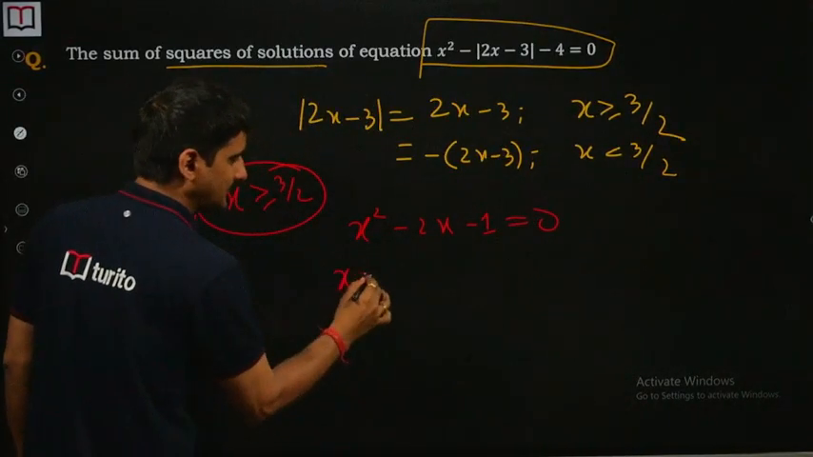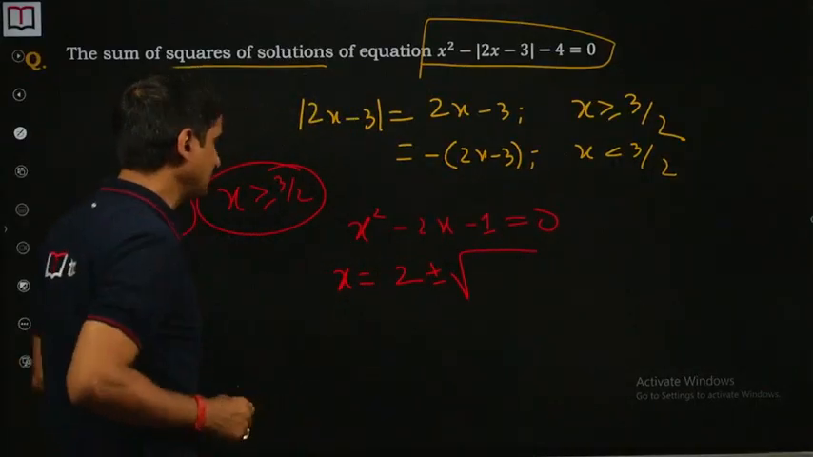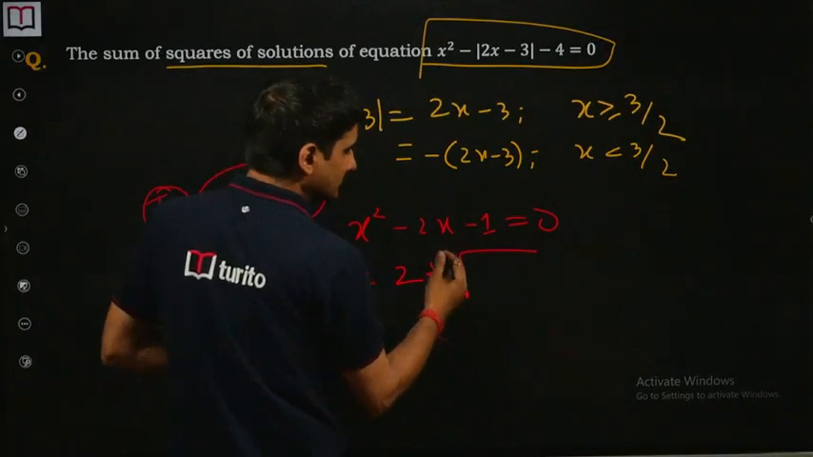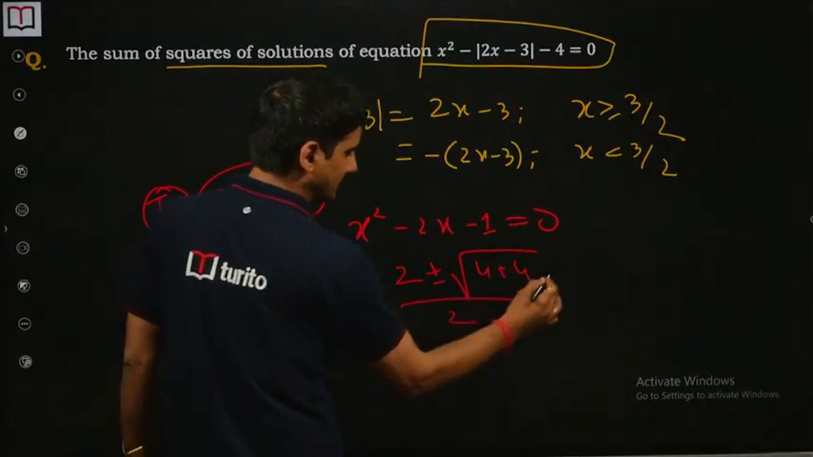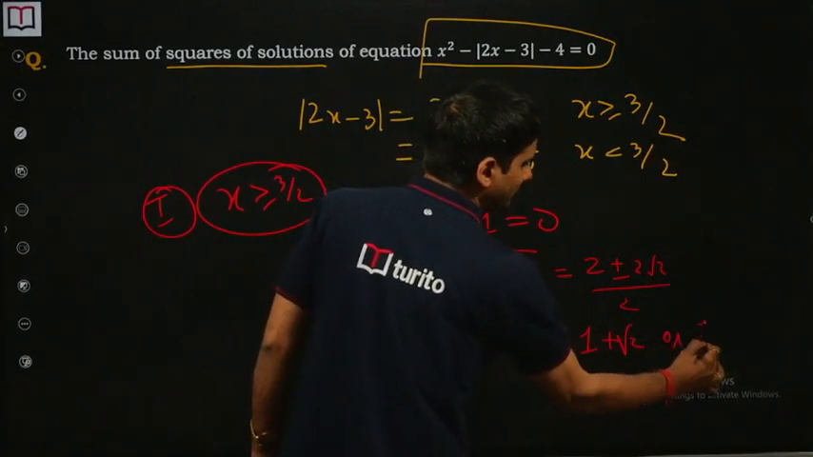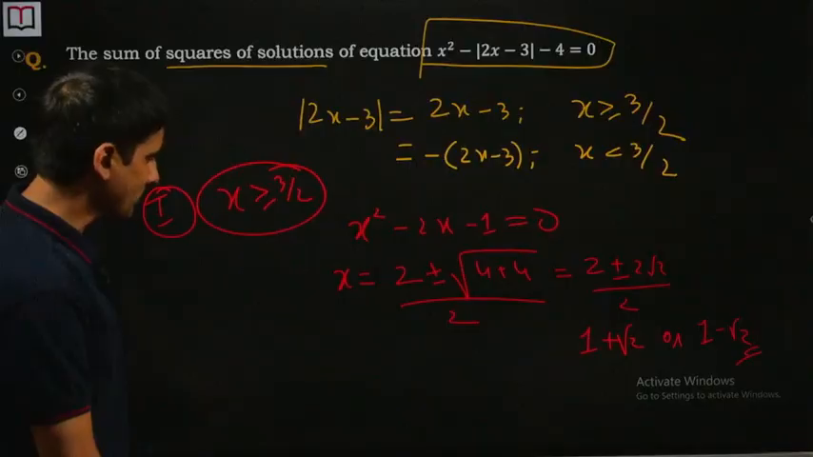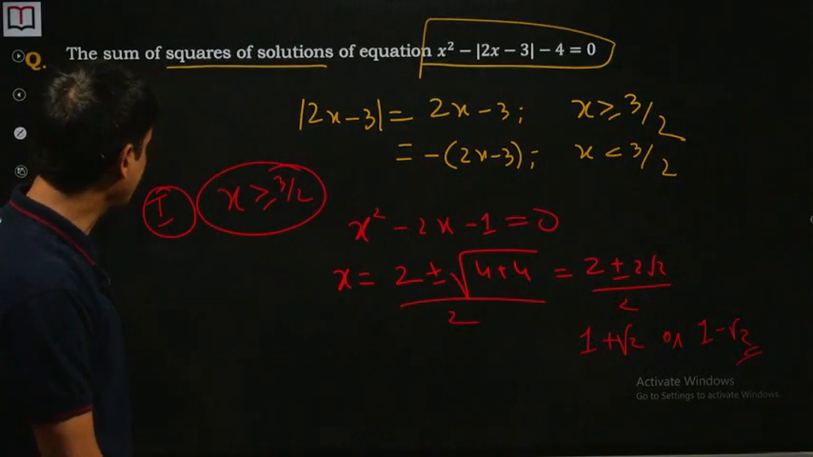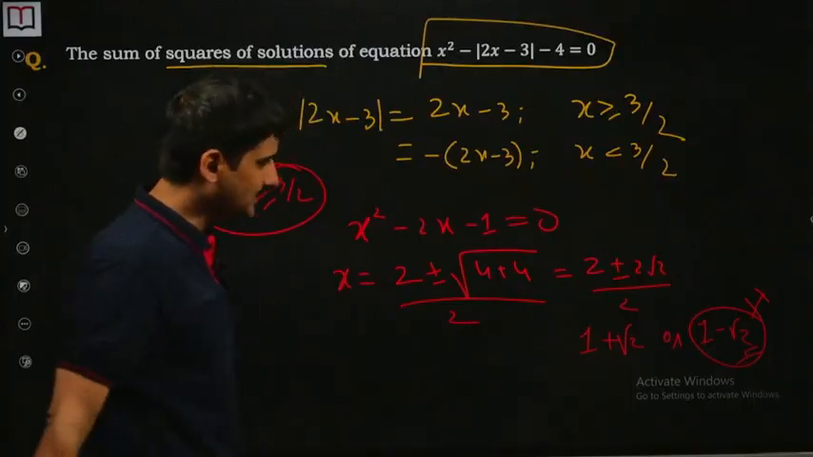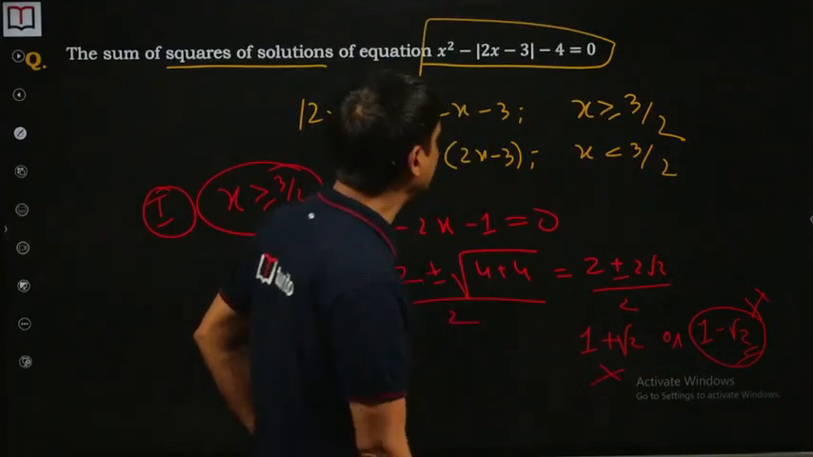So what are the roots? x is equal to 2 plus minus under root of b square plus 4ac. So the roots are they? No, both of them are not greater than 3 by 2, but one of them might be. So it's 2 plus minus 2 root 2 by 2, so it's 1 plus root 2, or it's 1 minus root 2. Okay, so 1 plus root 2, is it greater? I am afraid neither of them. That one is for sure negative, so that's gone. But then 1 plus root 2, root 2 is something like 1.414, so 1.5. Neither of them is greater than 3 by 2.